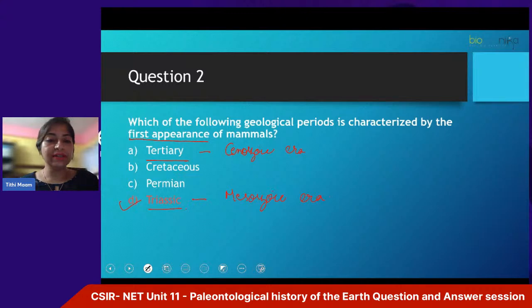Richa, do you understand? I know many students get this confusion between Triassic and Tertiary. But Triassic is in the Mesozoic era, whereas Tertiary is in the Cenozoic era. Got it?